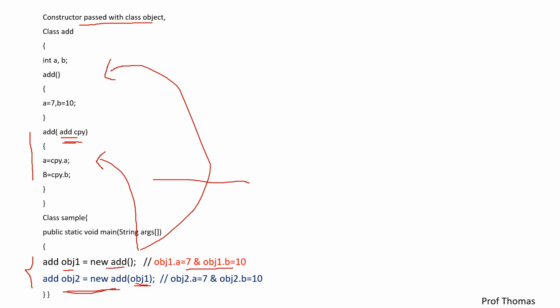So a equals object1 dot a and b equals object1 dot b. So they both have the same value. Object1 and object2 have the same value.